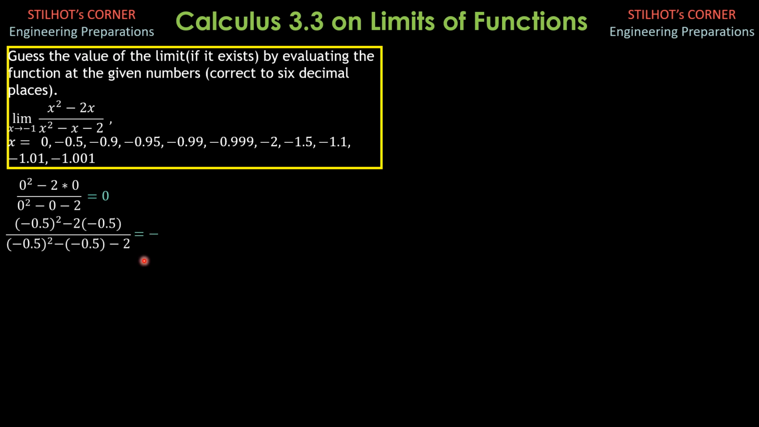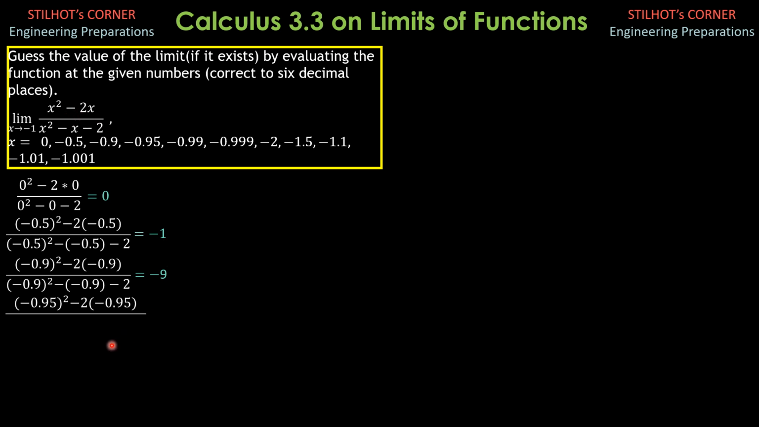And that gives us -1. Then at -0.9, (-0.9) squared minus 2 times -0.9, all over (-0.9) squared minus (-0.9) minus 2, and that is -9. So there's a trend that it is increasing negatively. Then at -0.95, (-0.95) squared minus 2 times -0.95, all over (-0.95) squared minus (-0.95) minus 2, so it is -19.